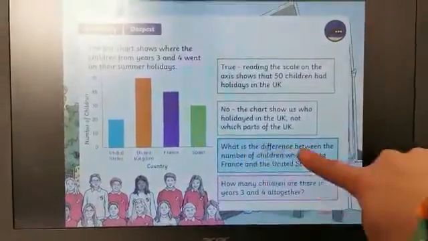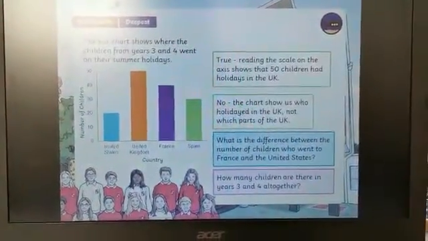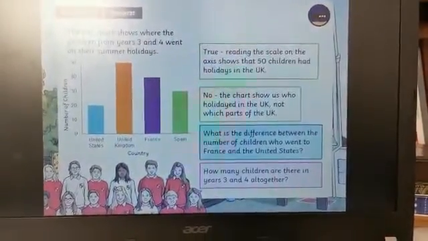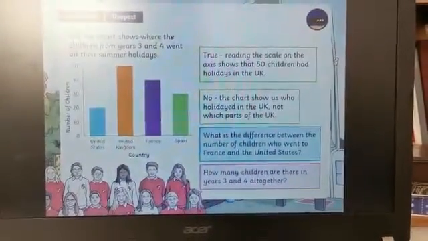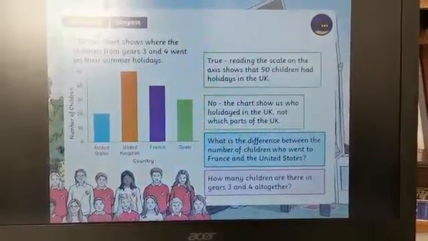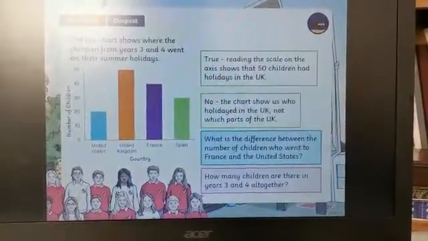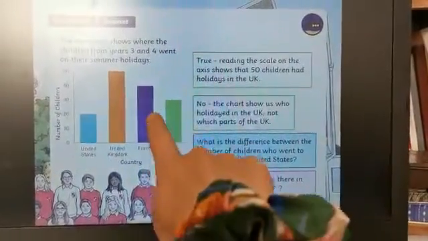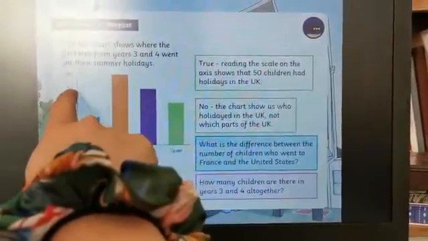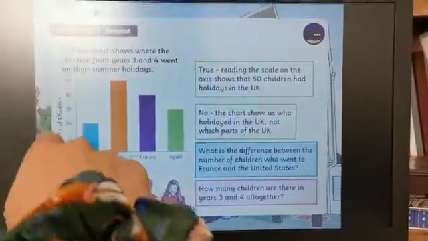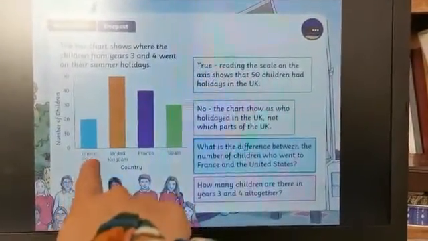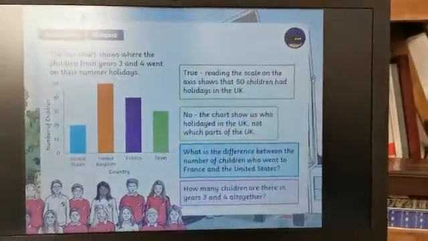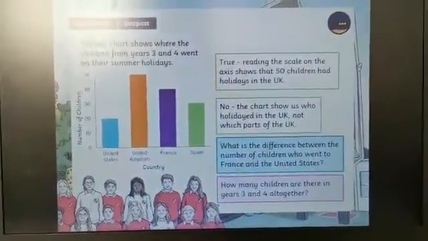Next one. What is the difference between the number of children who went to France and the United States? What is the difference? We've come across that already. That must mean I'm taking away. I'm using subtraction. So, two-step problem again. I need to find how many children went to France, which is 40. I need to find out how many children went to the United States, which is 20. 40 take away 20 is 20.